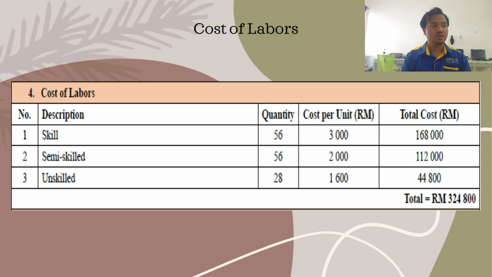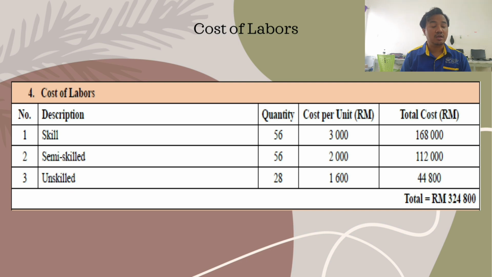Cost of labour, starting with the skilled people, the quantity of it is 56 people. So cost per person is 3,000 per person. So the total cost of it is 168,000. For the semi-skilled people, the quantity of people needed is 56 people too. So the cost per person is 2,000. So the total cost of it is 112,000.